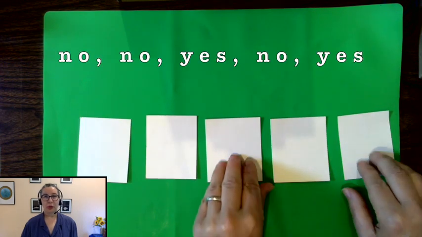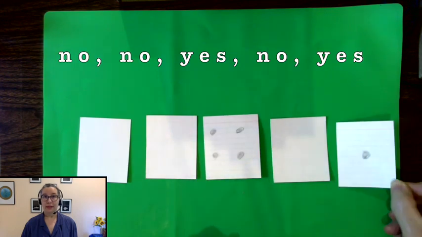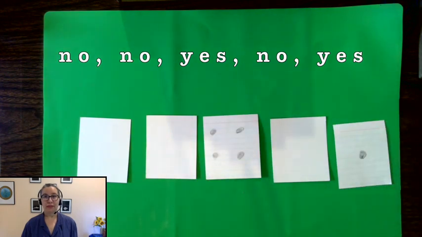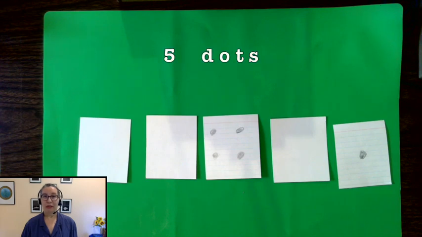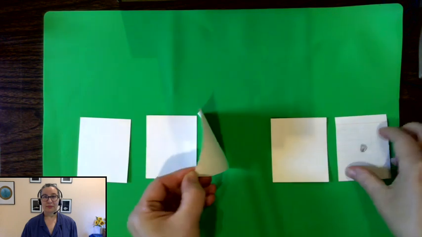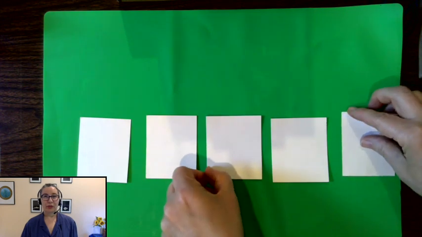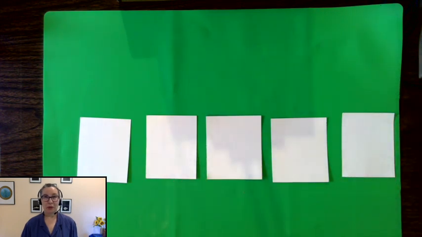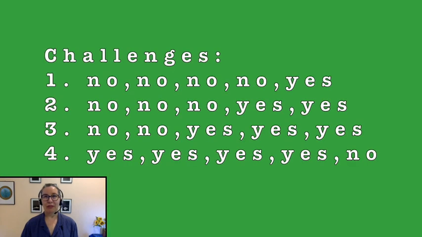What if I gave you the code no, no, yes, no, yes? Leave the first card face down, leave the second card face down, turn the third one face up, skip the fourth one, and turn the fifth one face up. No, no, yes, no, yes is the code for 5. So for every number that we can make, there's a code we can make. Now I'm going to give you some more challenges. Try to decode these challenges that I give you and tell me in Flipgrid what you get.